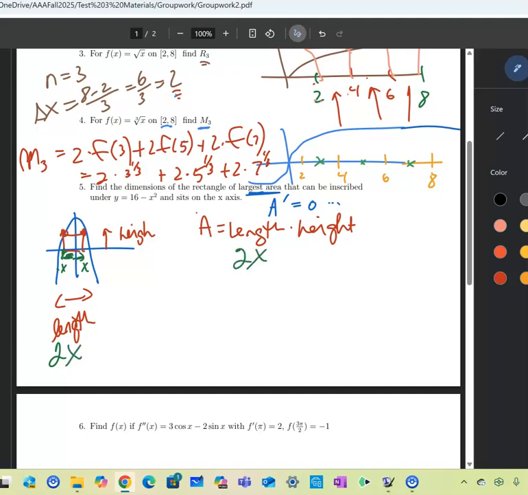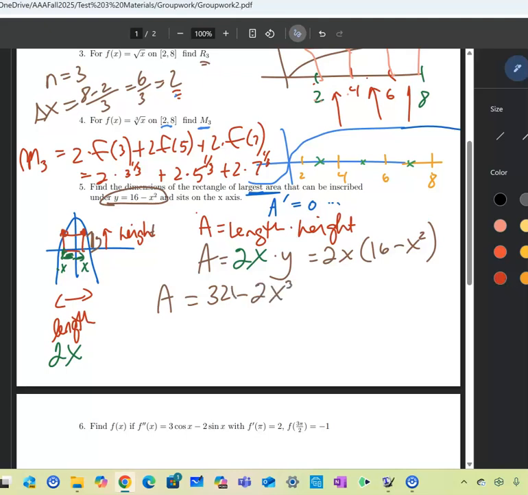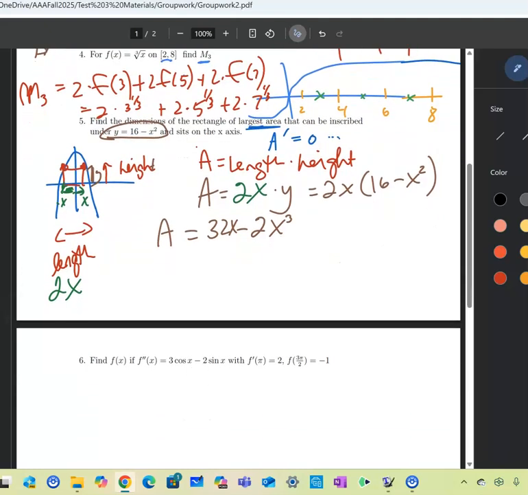So I'm going to put that in. Then the height, this height here, is going to be the y value. So I'll say times y. How do I know how to put y in? Oh yeah, it's the function. So that means it's 2x times 16 minus x squared. So I can take and multiply that out. Actually, do a little bit of simplification before you do the derivative. Before you do the derivative, it'll make your life so much easier.